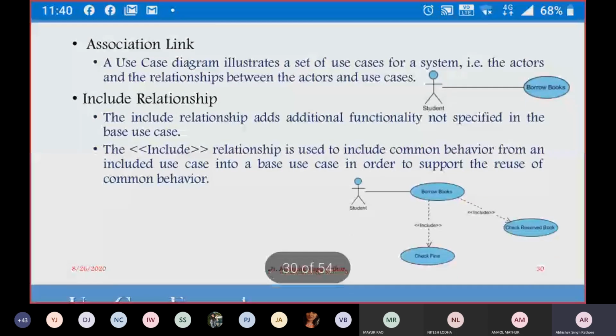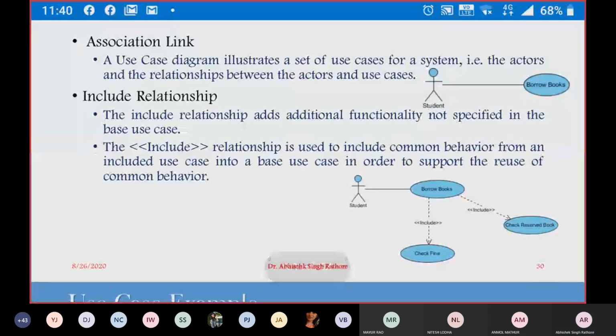Then we have the include relationship. So this include relationship exists between use cases. It provides some additional functionality that is not specified in your use case. So let's say I am a base use case, for example borrow books, that also includes functionality that checks fine or checks reserved books.